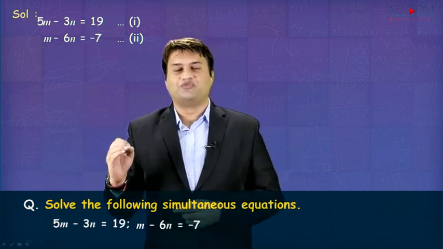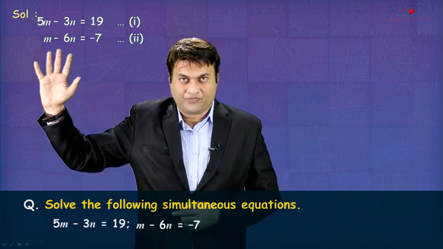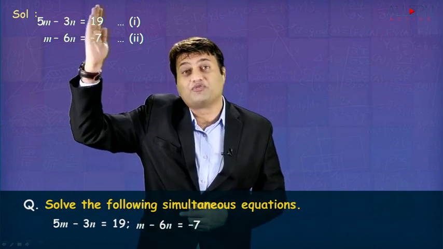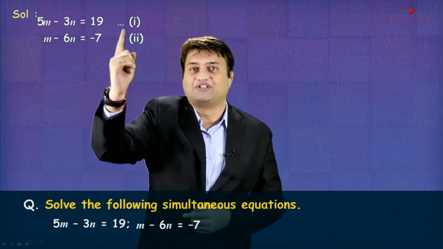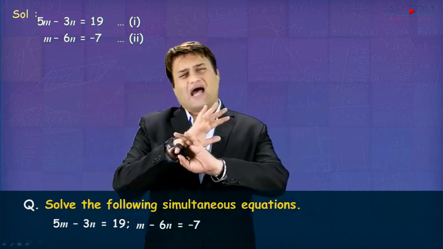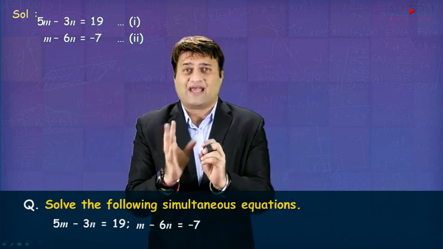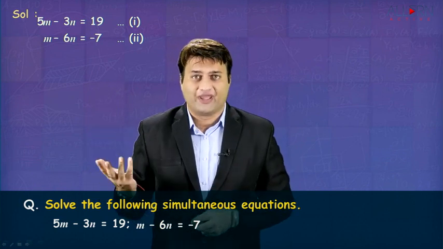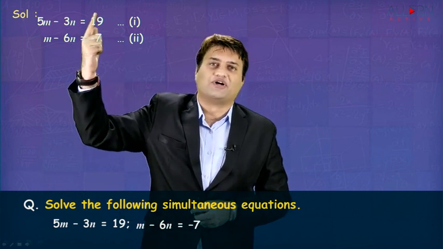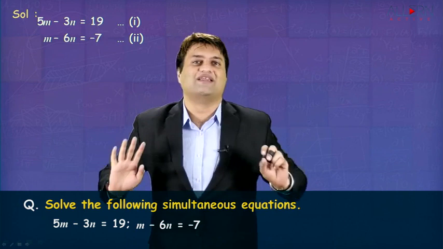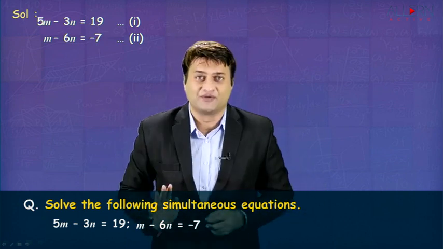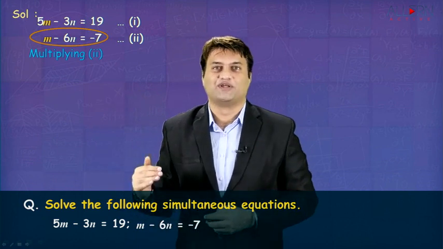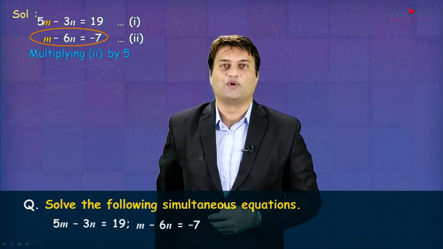So to make the coefficient of m same, we need to multiply the second equation by 5. To make the coefficient of n same, we need to multiply the first equation by 2. So the choice is absolutely yours. In the exam, you can either multiply the second equation by 5 and make the coefficient of m same, or you can multiply the first equation by 2 and make the coefficient of n same. Here we have made the coefficient of m same by multiplying the second equation by 5. So let's multiply the second equation by 5.